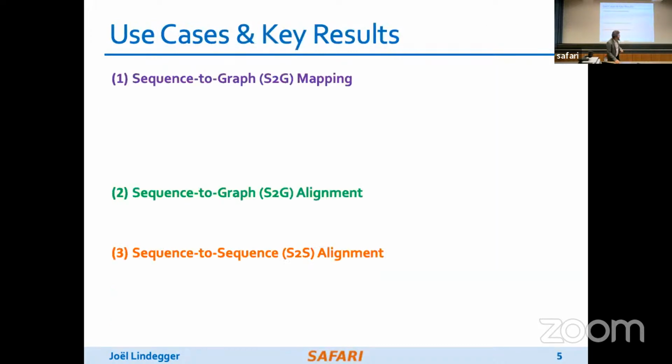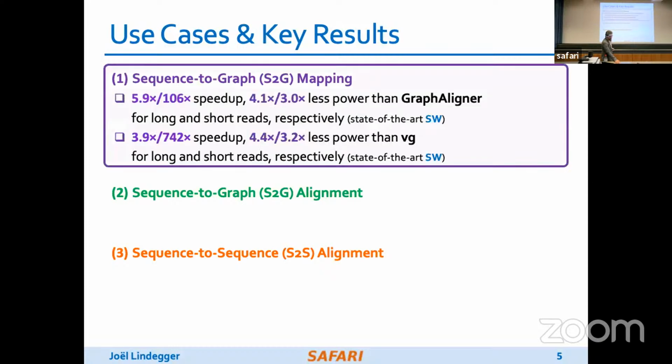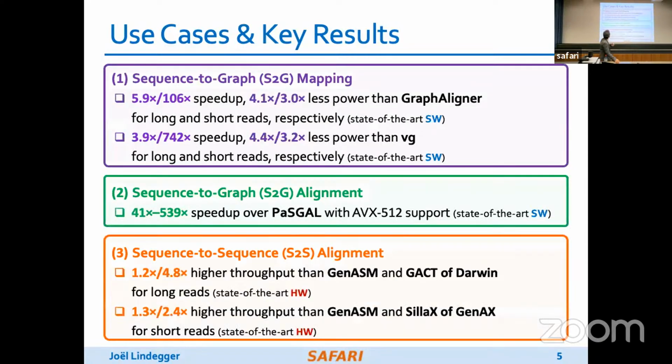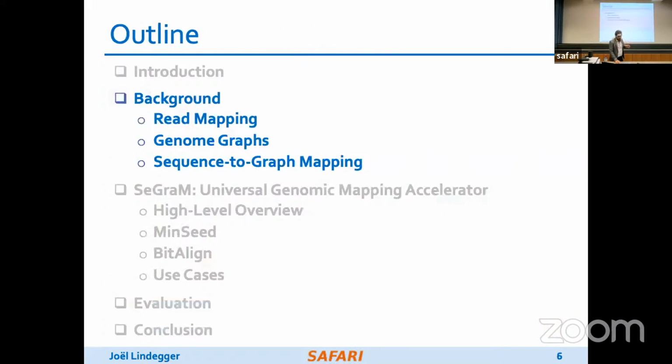And then for all of these use cases, we get good performance. So you can see between 5 or 100x speedups, and then good energy efficiency. So we use between 4 or 3x less power. This is against software baselines. And then, well, against some software baselines, we get 40 to 500x speedups. And then even against prior hardware accelerators, which were for sequence-to-sequence mapping only, we also get good speedups. So that's the overview of the work.